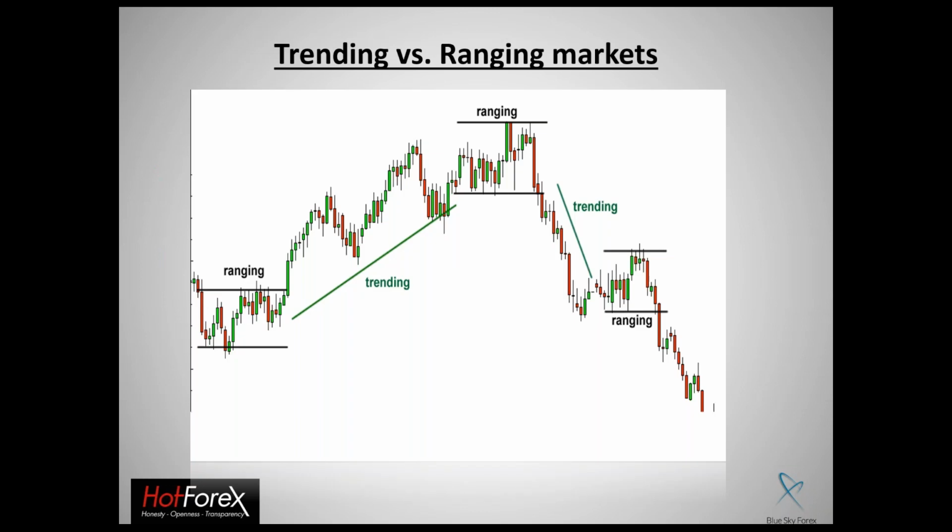Now, just a visual representation of how a ranging and a trending market looks like. At the left side, you have a ranging market. It's bouncing between the nearest support and resistance levels, which are represented by the black lines at the top of the prices. So the top line is the resistance and the bottom line is the support. Okay, so R1 and S1.